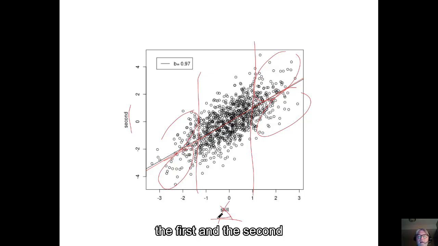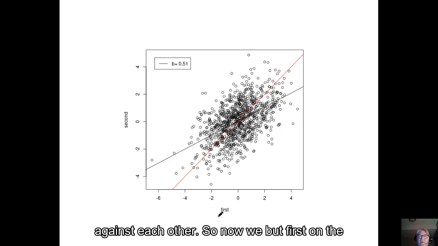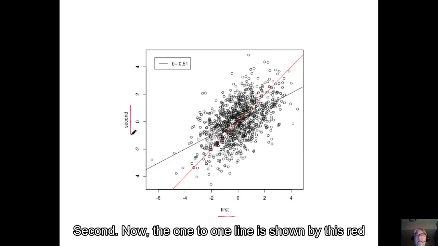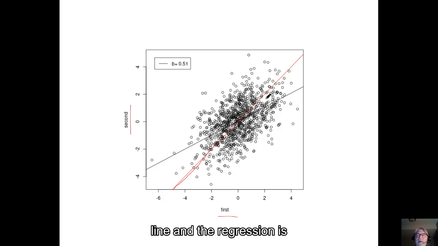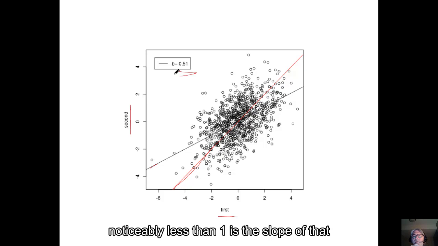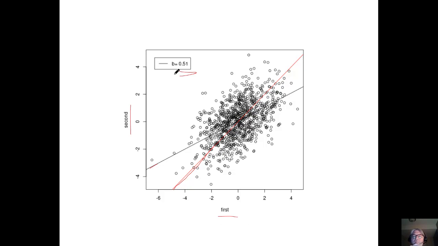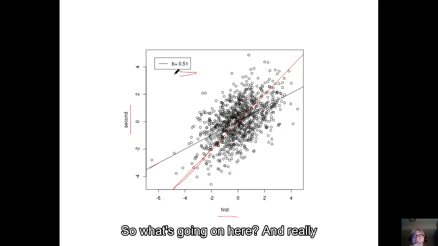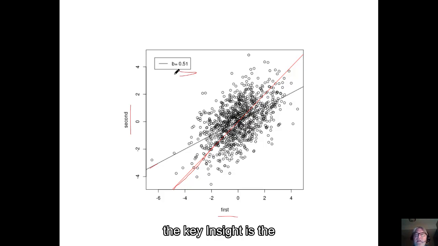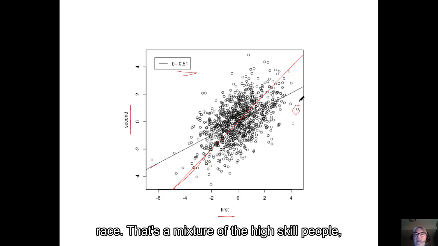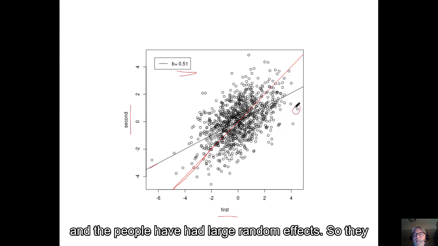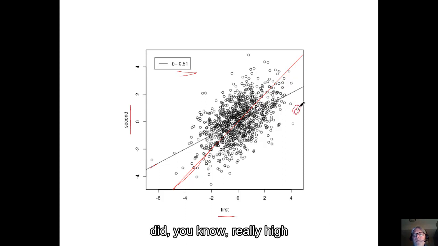If we plot the first and the second against each other, so now we put first on the x-axis and second on the y-axis, the one-to-one line is shown by this red line, and the slope of that regression is noticeably less than 1, 0.51. So what's going on here? The key insight is that the ones that do really well in the first race are a mixture of the high skill people and the people that had large random effects. So they did really high numbers because of their skill and their positive deviation just from randomness.